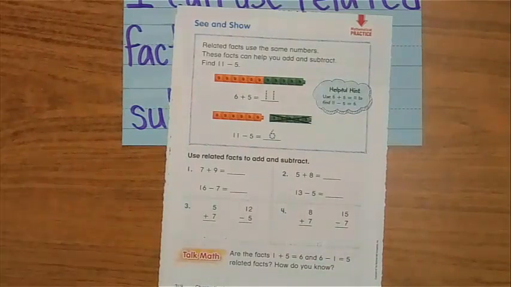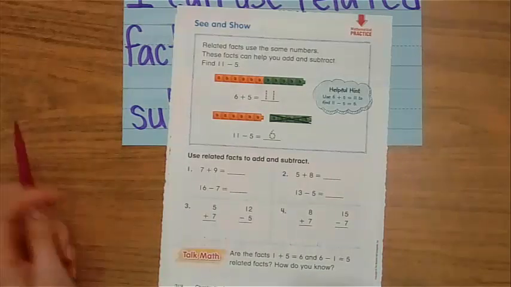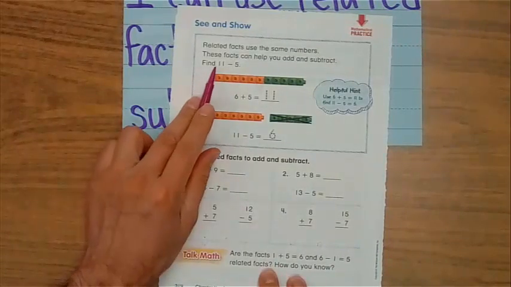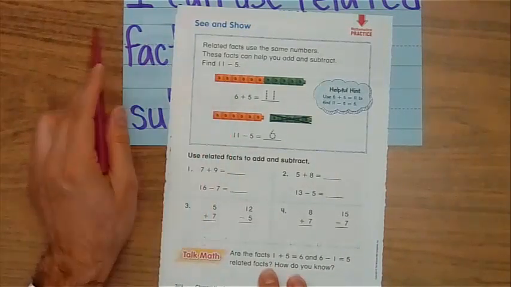Okay, and it says, see and show. Related facts use the same numbers. These facts can help you add and subtract. Find 11 minus 5.